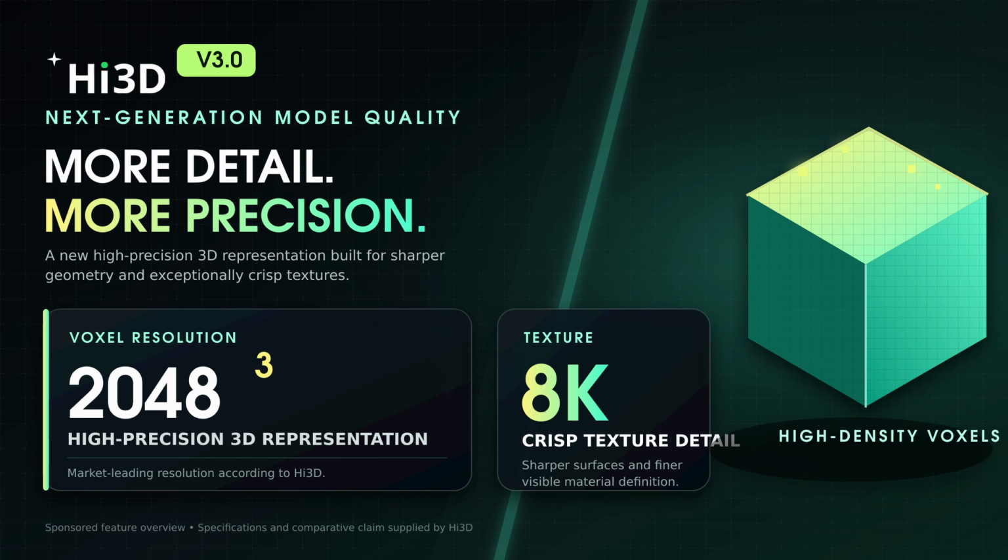AI. We're going to put all four generators through the same test and let you see the results side by side. We'll use several completely different types of images designed to challenge these generators in different ways. Hi3D's 3.0 is getting a lot of buzz right now because of its 2048 to the 3rd voxel level resolution and 8K support, one of the highest in the industry.